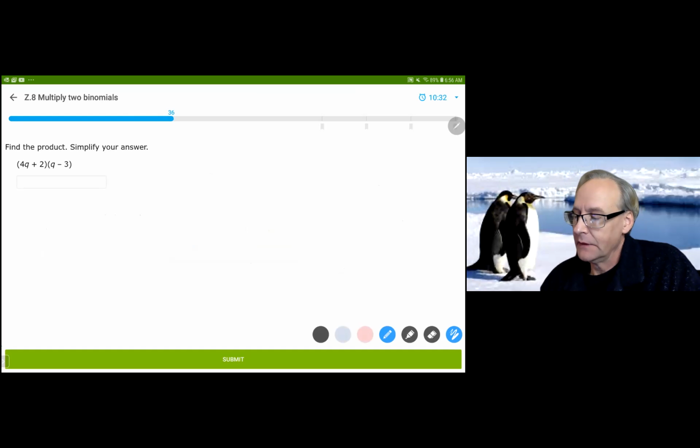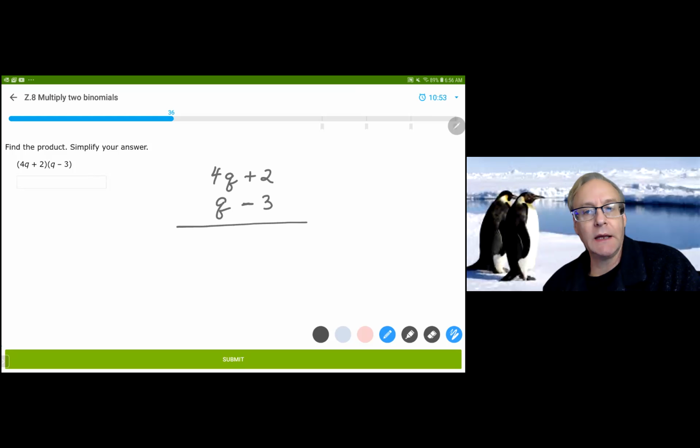So we have first, outer, inner, last, or I'm going to show you a better method. Instead of trying to explain it, I'm just going to show it. Plus 2. I'm going to use what I call the stacking method, q minus 3. Now, if you were an elementary student in China, you would recognize this. I'm going to multiply the q times the 4q and get 4q squared.